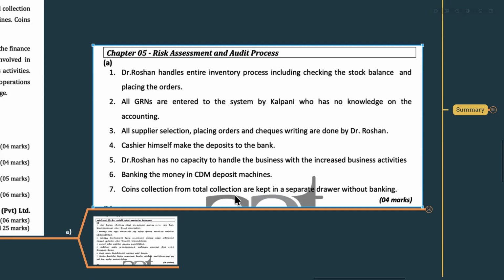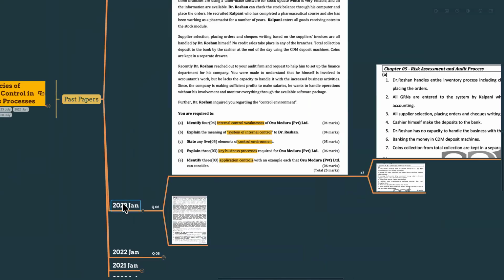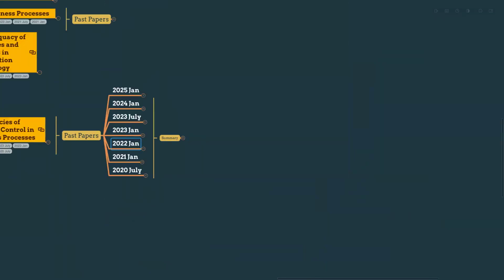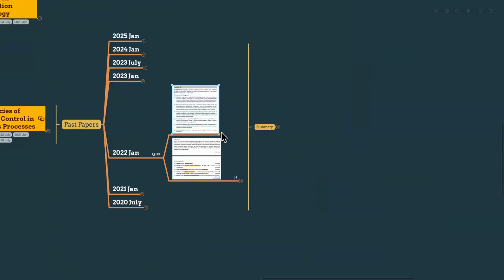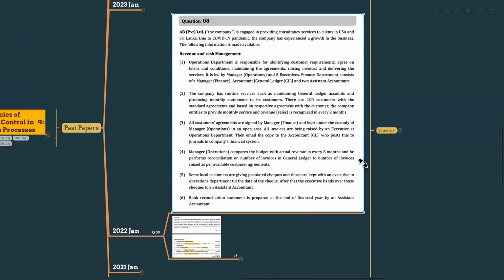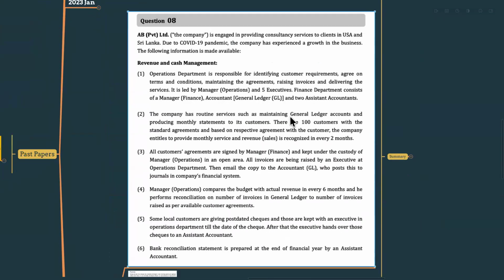As well as the coin collection from the total collections is kept in a separate drawer without banking it. Sometimes we can have 100,000 rupees of coins. It's not banked. Problems. So my dears, you can easily write these. If you are a good student of mine and you listen to my lectures, while you are reading this, you will identify the deficiencies. Right?